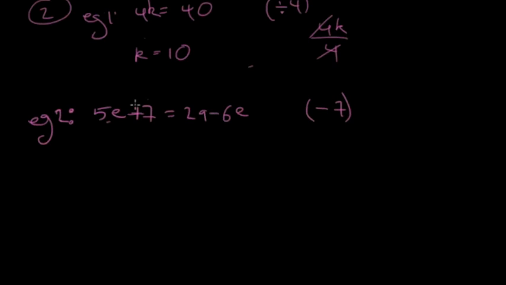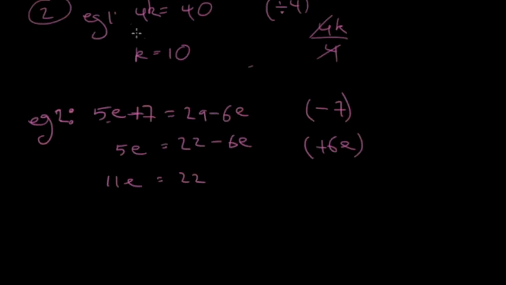So plus 7 minus 7 equals 0, so it's 5e plus 0, which we just write as 5e. Then 29 minus 7 is 22, and we keep our 6e the same. Now we'll move this 6e over to this side. The inverse of taking away 6e is to add 6e, and so we end up with 11e equals 22.